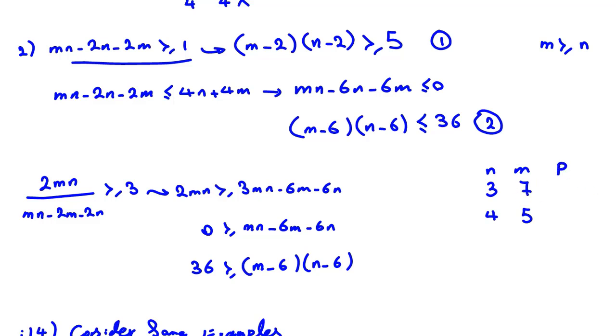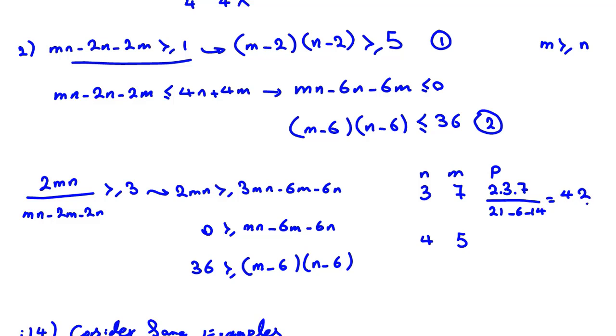Now for p. We know the formula of p was what? 2mn over mn minus 2m minus 2n. So here, p will be what? Let's calculate. 2mn is what? 2 times 3 times 7 over mn is what? 21 minus 2m minus 2n, minus 6 minus 14. So it will be 42. Okay, so we found one good case, 42. Let's check, for example, 4, 5. It is 2 times 4 times 5 over 20 minus 8 minus 10.